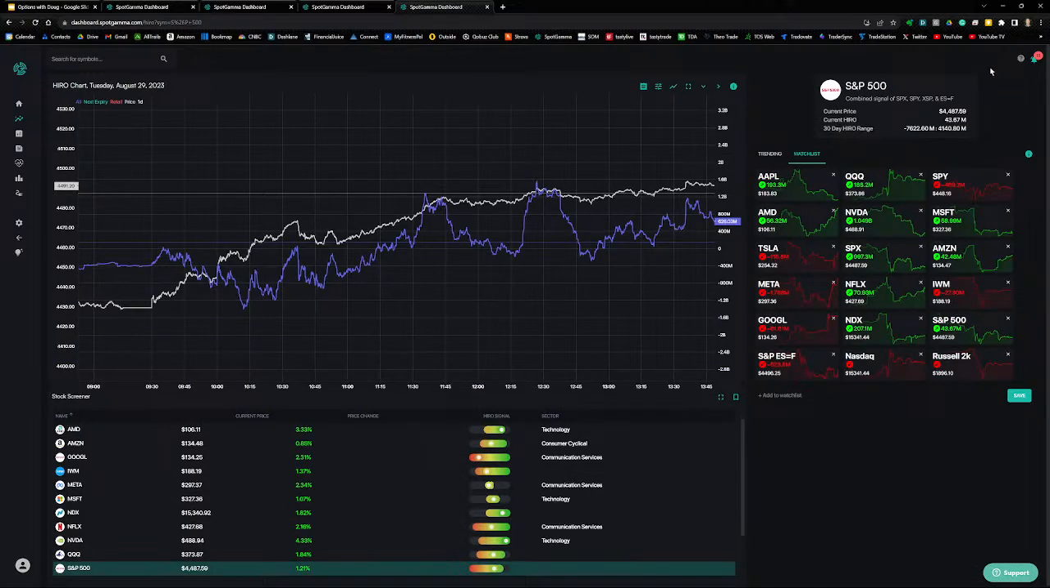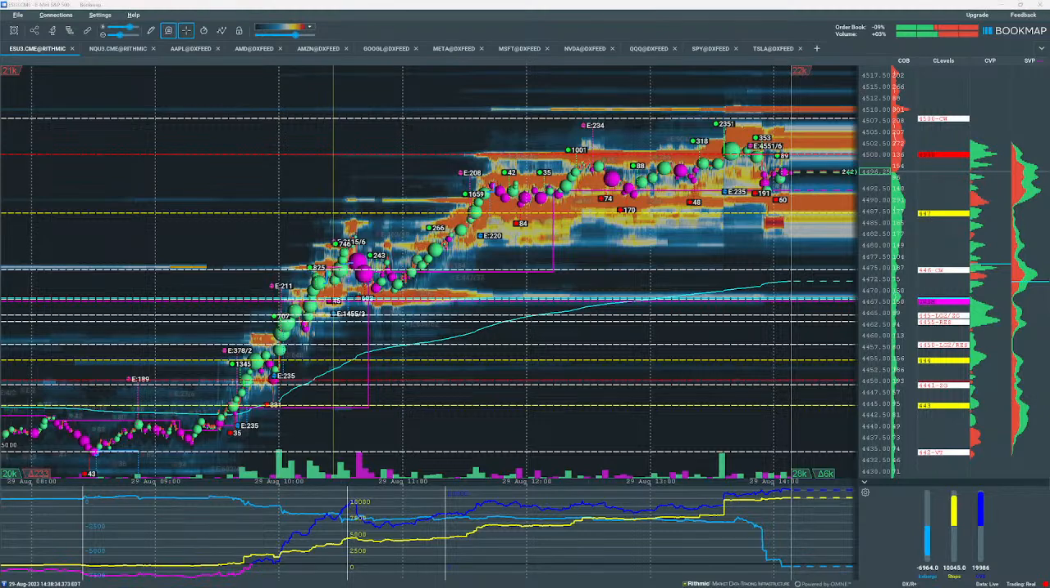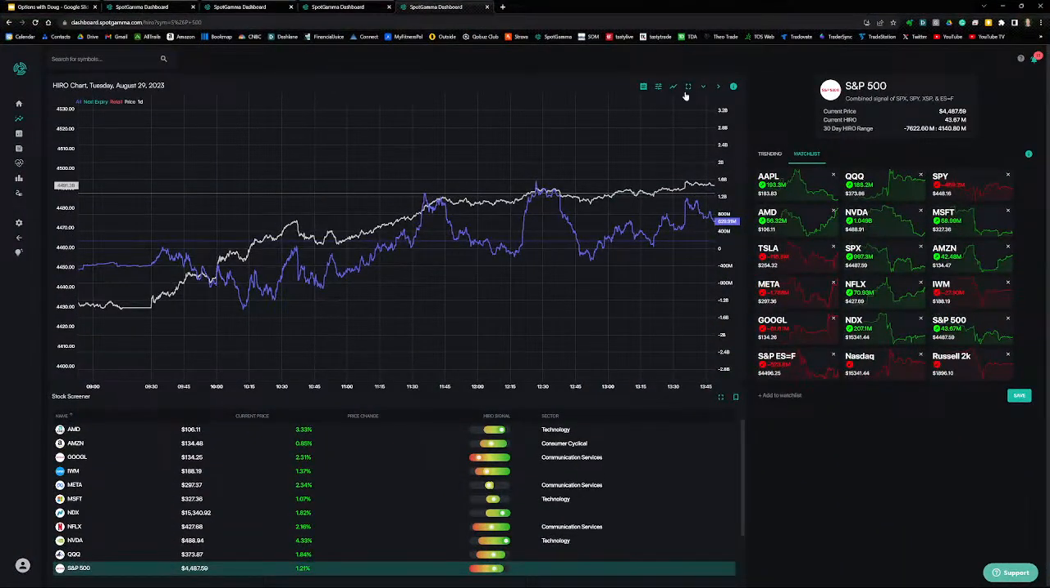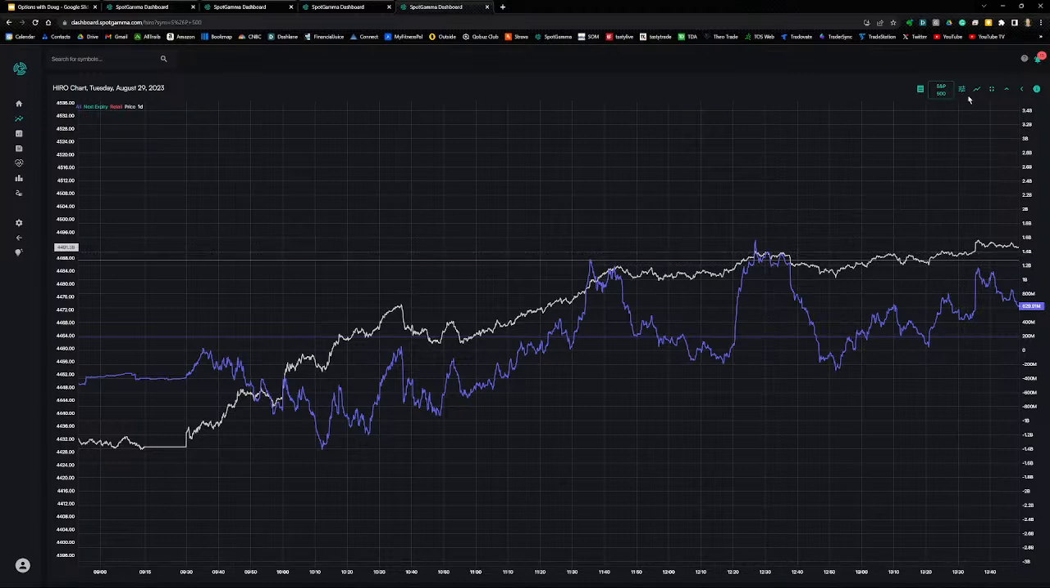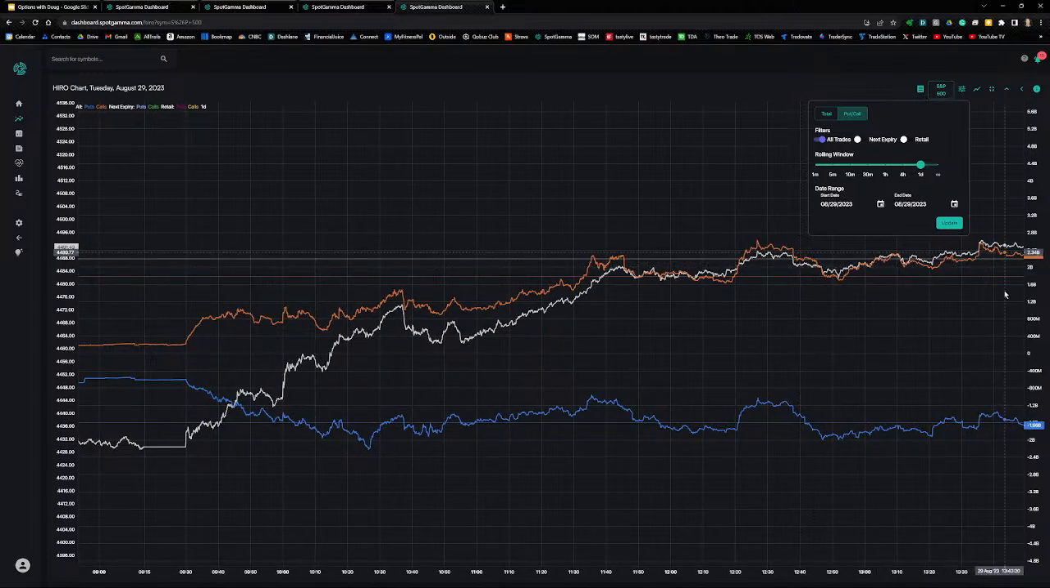All right, so let's take a look at Bookmap now. Oh, let me go back to Hero again. Zoom in on this. We'll take a look at calls and puts. So what this is showing, and this helps to understand drivers of price action, traders are buying calls. That's shown by the rising orange line.